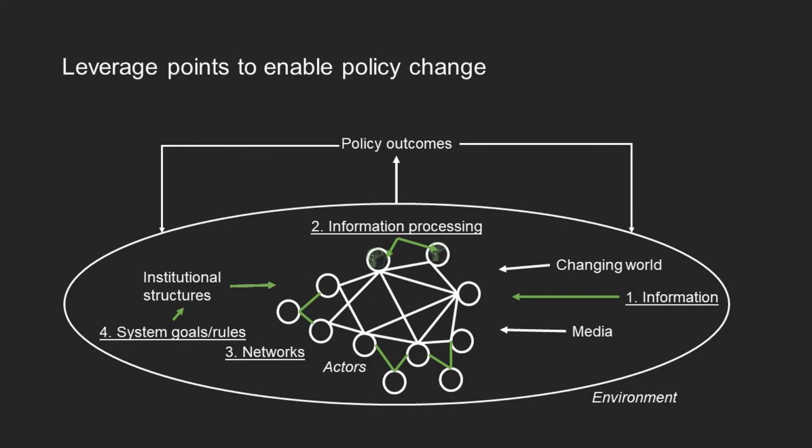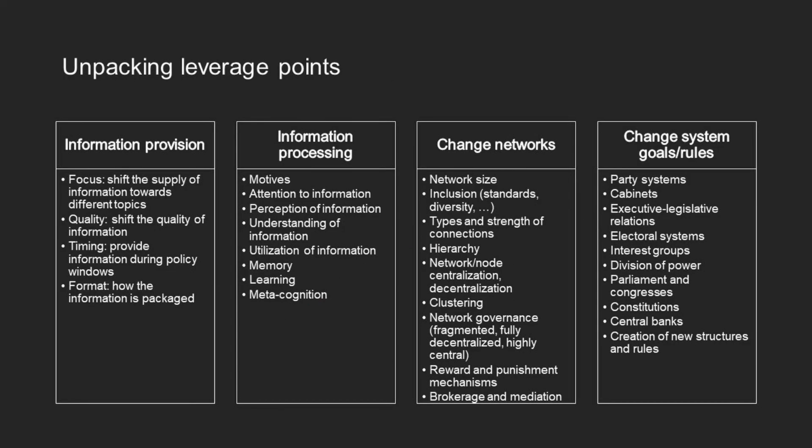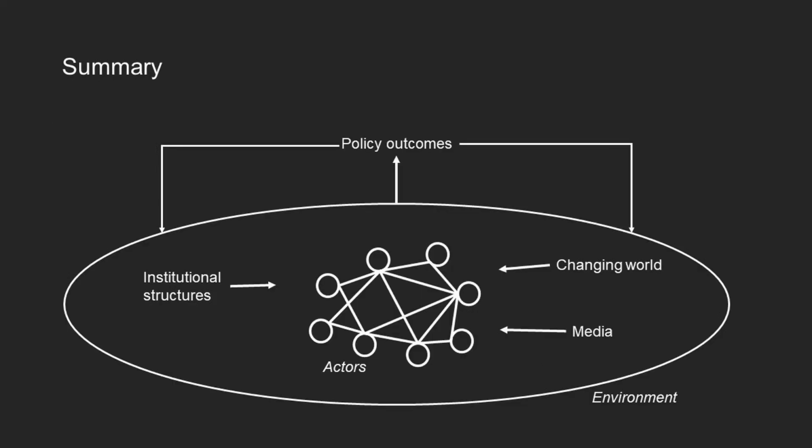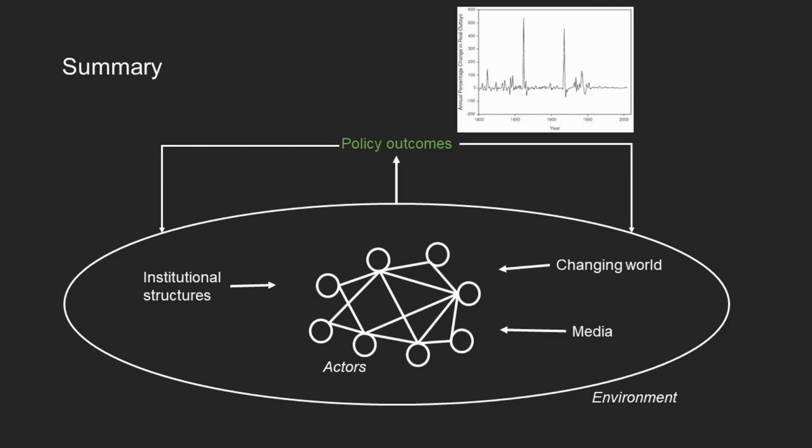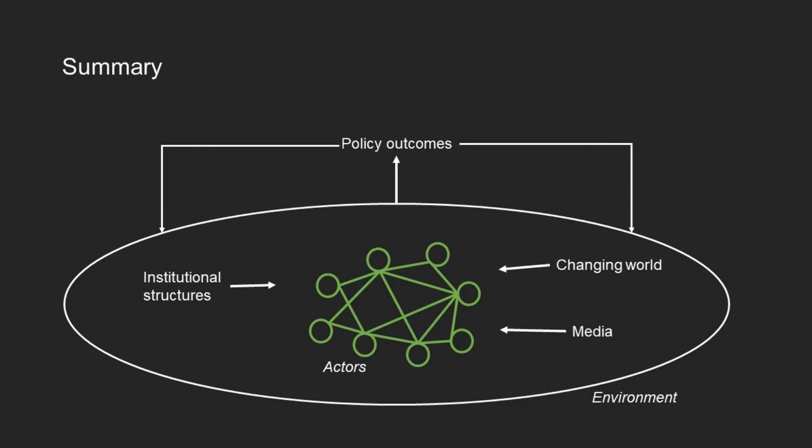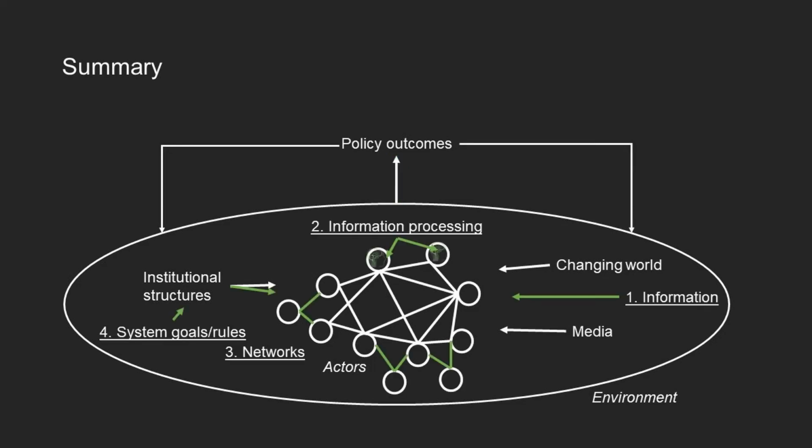So very broadly, those are 4 leverage points. And there are details about them, so you can do many things. I won't go into details, you will have the slides. But that gives you an idea of how you can act in this complex system. In summary, we looked at policy outcomes, the fact that they're non-linear and mostly stable. We looked at actors and policy networks. We looked at how it interacts with the environment, like the changing world, the media, and institutional structures. And then we looked at how those processes lead to policy outcomes. And then we looked at leverage points here and there. And that's the end of the first part.